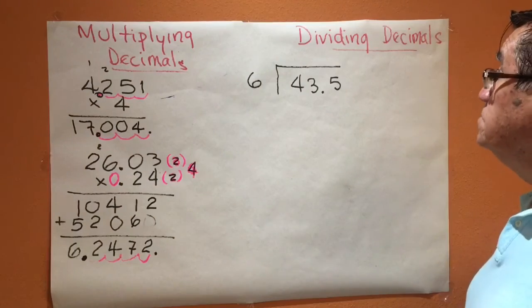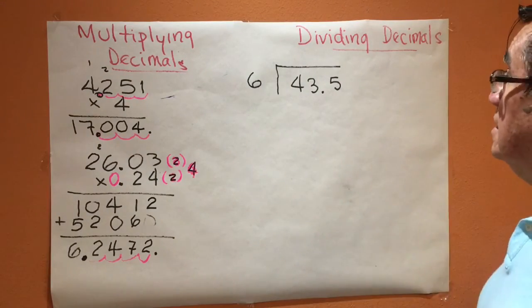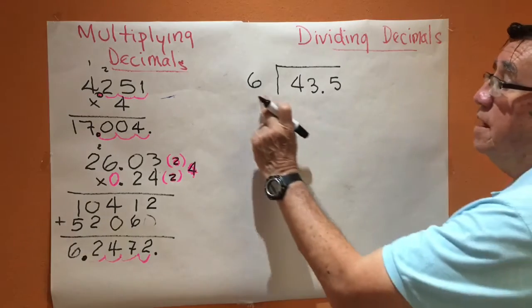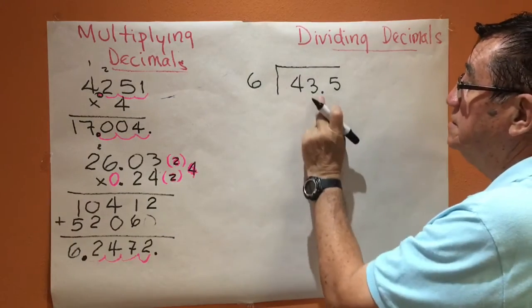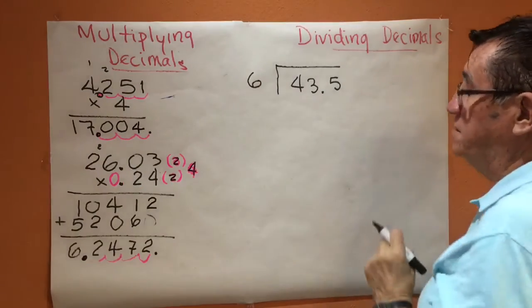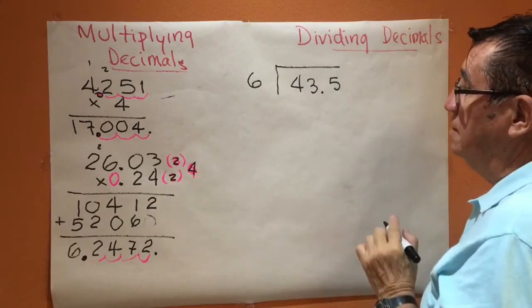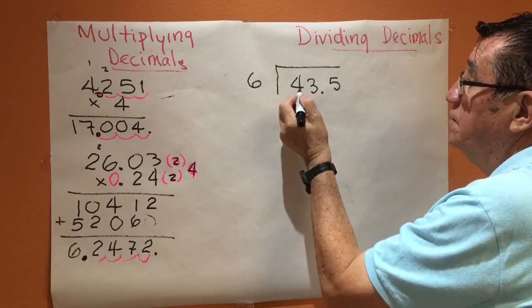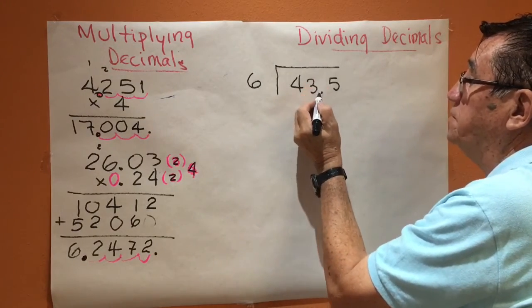Okay, now we're going to do the same operation, but dividing decimals. Well, we have this number, this is the dividend, and this is the divisor. The dividend is a decimal. Well, let's divide it. Well, since 4 is not enough, we have to count 43.